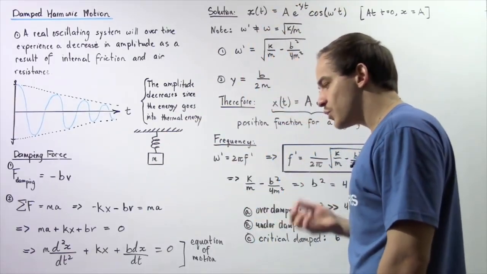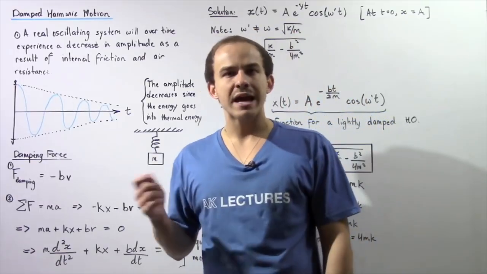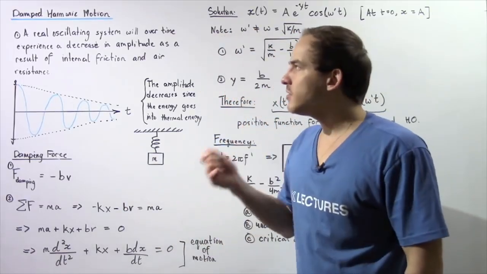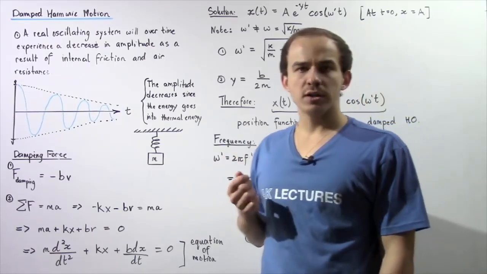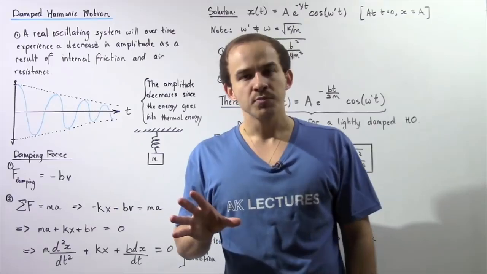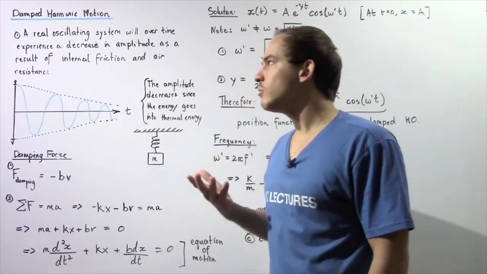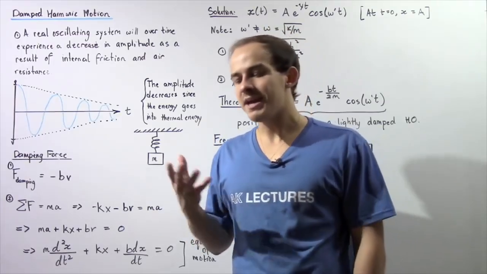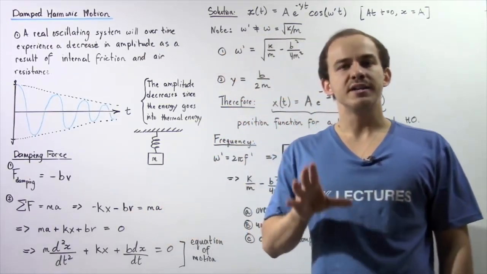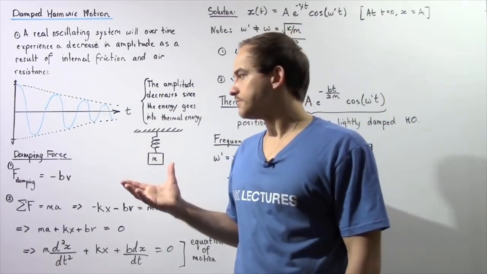So in real situations, any object that is vibrating or oscillating back and forth is experiencing damped harmonic motion. So why in the world do we talk about simple harmonic motion? Well, simple harmonic motion is much easier to deal with mathematically. And in fact, we can use in some instances simple harmonic motion to approximate damped harmonic motion.